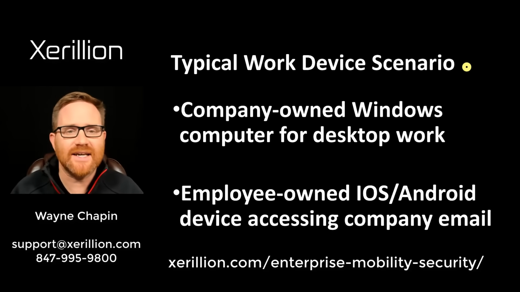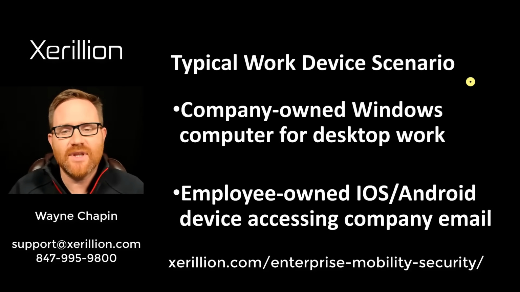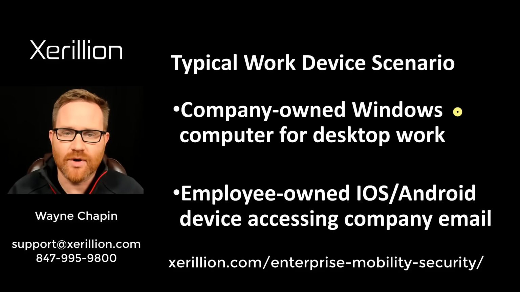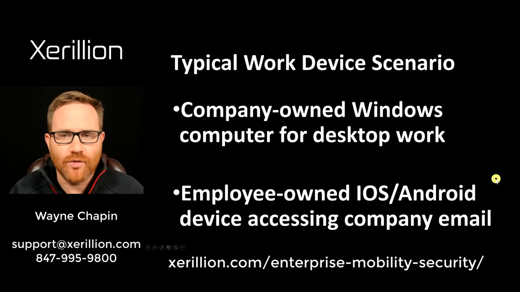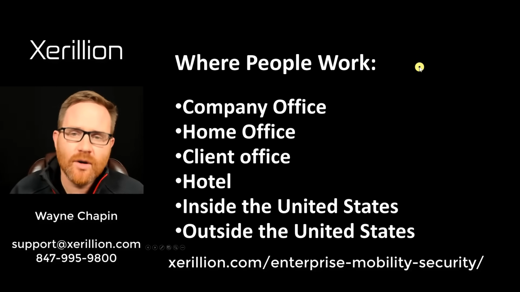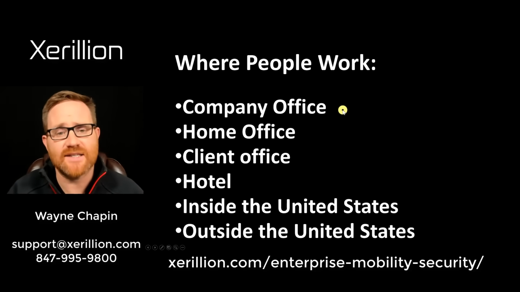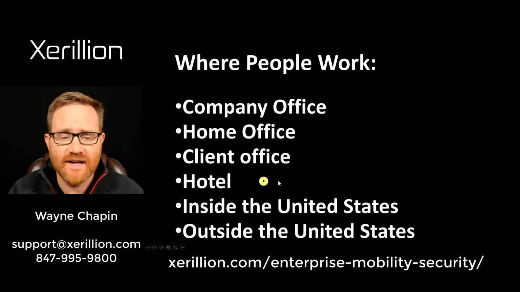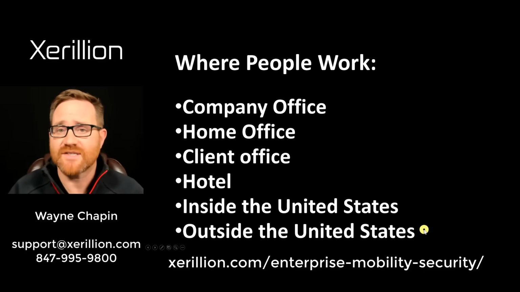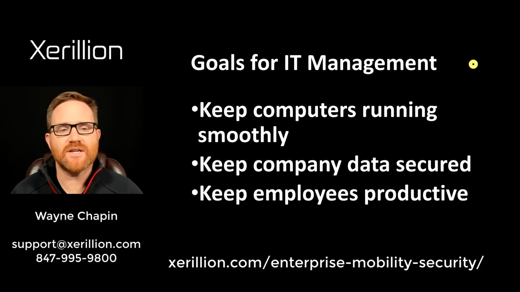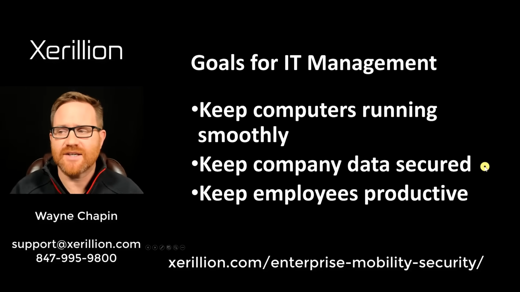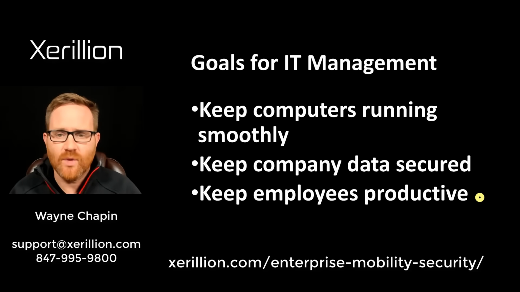So for an employee at a company, a typical work device scenario works like this. You get a company-owned Windows computer for desktop work, and the employee brings their own iOS or Android device to access company email. And where people are working these days: the company office, but less and less, home offices, the client's office, a hotel inside the United States. Maybe you have people that work outside of the United States for the company. And the goals for IT management would be to keep the computers running smoothly, which means keeping them secure and up to date, keeping the company data secured and under the company's control, and then keeping employees productive. Also allowing them the flexibility to work on devices that they are most comfortable with, and giving them the flexibility to work from home, which is good for families.